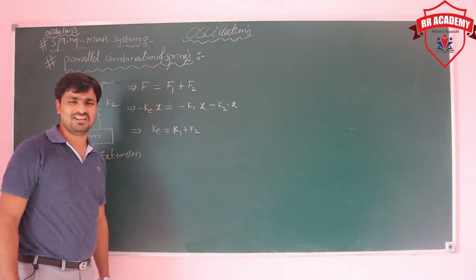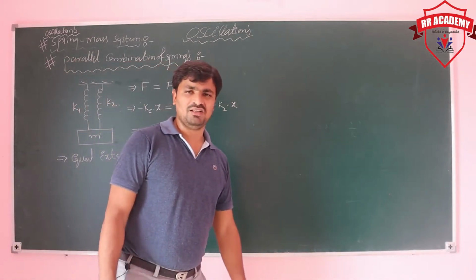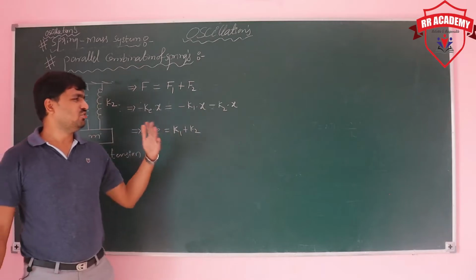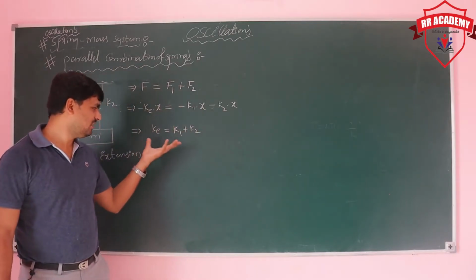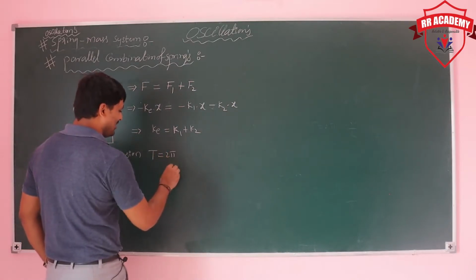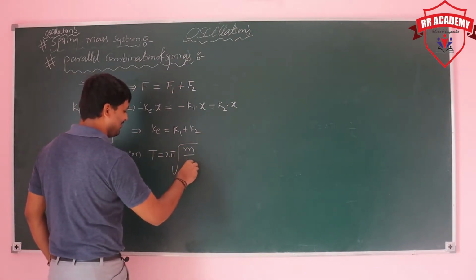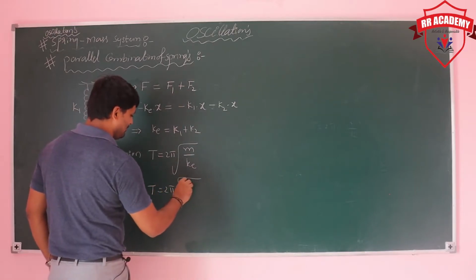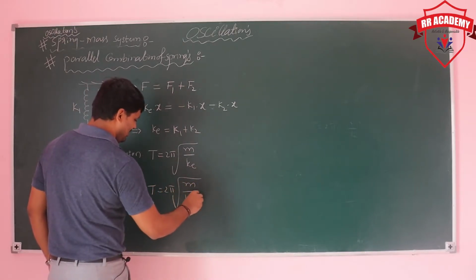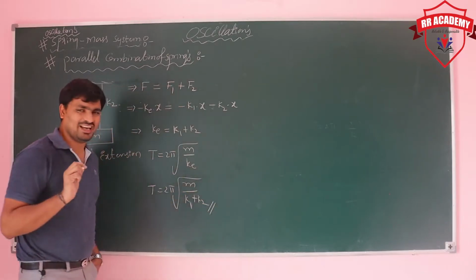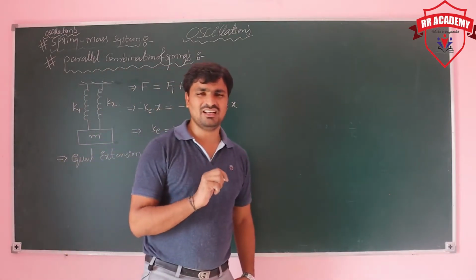Parallel is easy. Series gives 1 by k1 plus 1 by k2, LCM, k1 plus k2 by k1 k2. Okay, easy. So now the time period is going to be 2 pi into under root m by k effective. The value is going to be 2 pi into under root m upon k1 plus k2. That is the value of the time period.